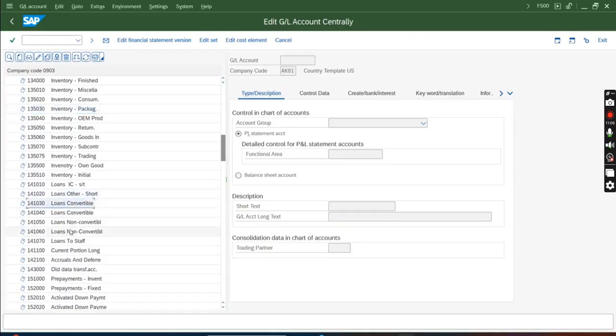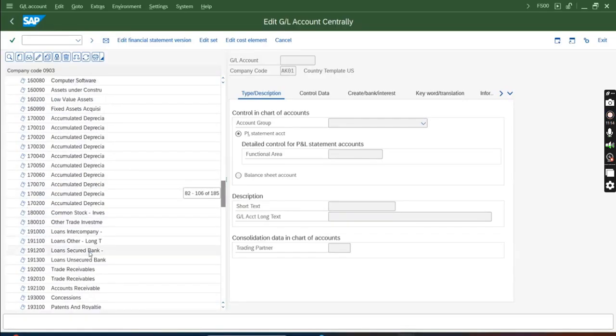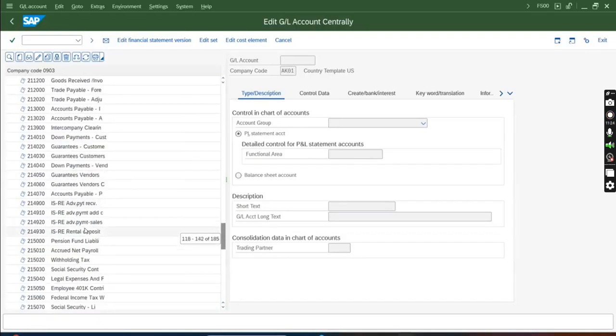Loans are liability. So here you will only see assets and liabilities. Building, furniture, computer hardware, these are all assets. Accumulated depreciation is for financial accounting, asset accounting. I will not get into that detail because this is not required in FICA. So these are all assets or liabilities.